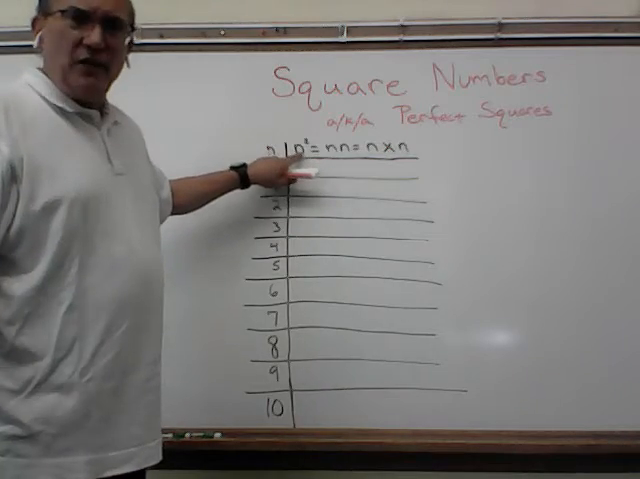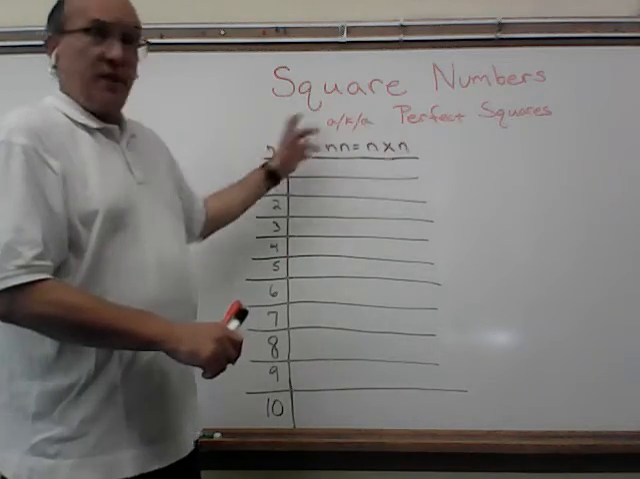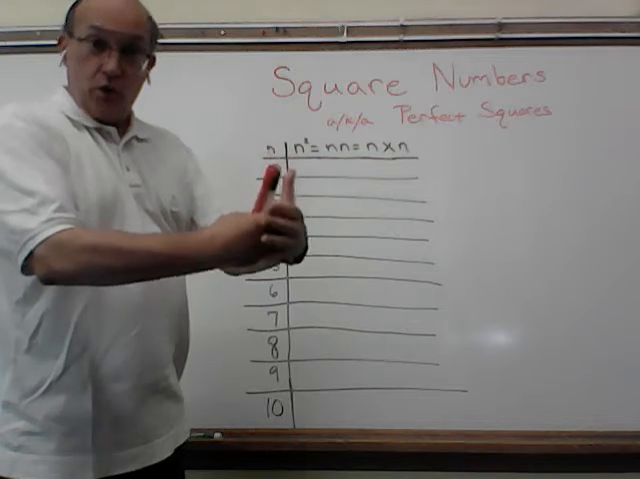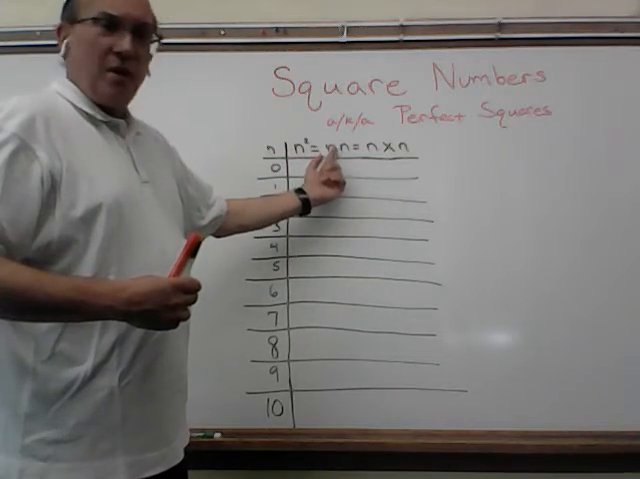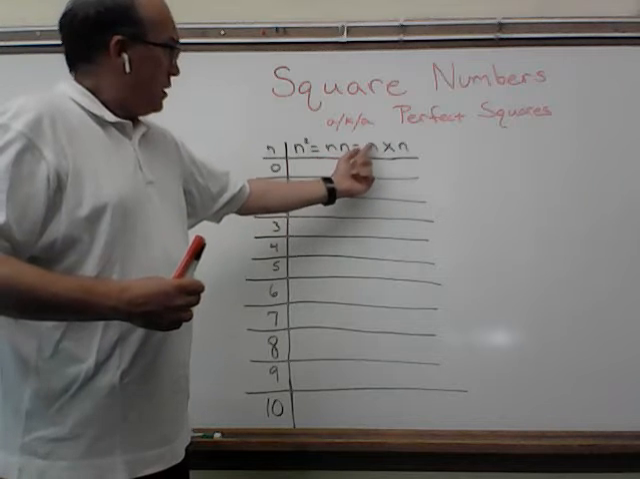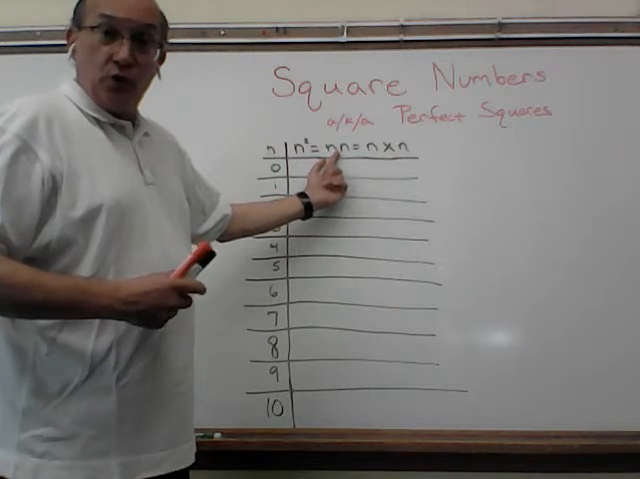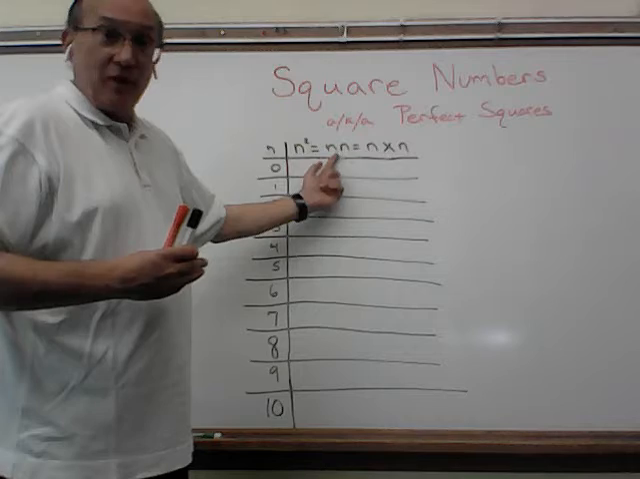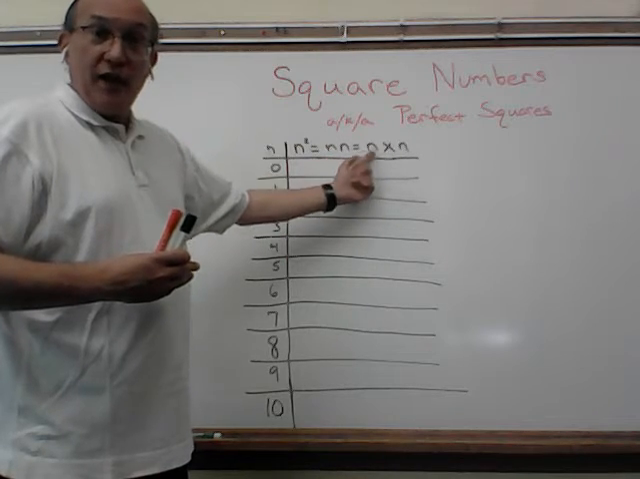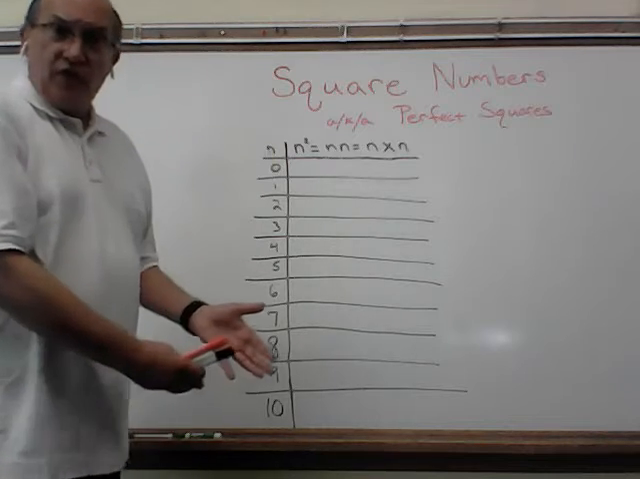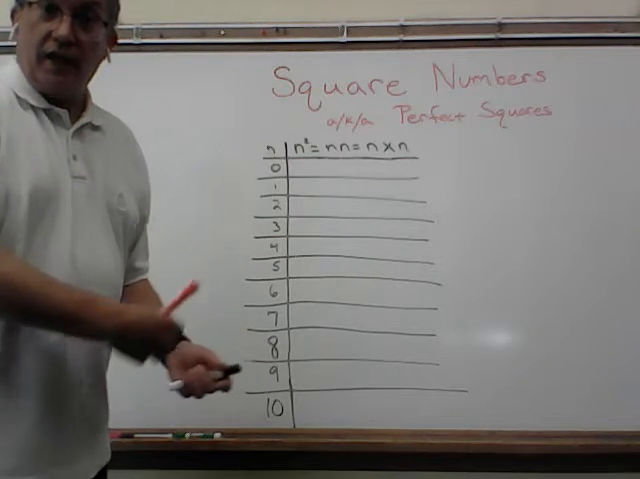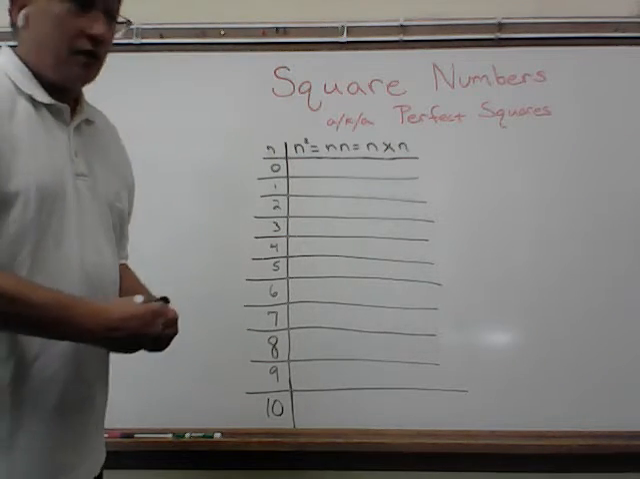And over here we have n squared. Now in the future I could just stop there, n squared. You should know forever what that means. But I wrote it here to remind you, it means n times n. And when we put the two n's right next to each other, it means multiplication. And I wrote it the old way, n times n. You can easily fill in the right column of this chart.